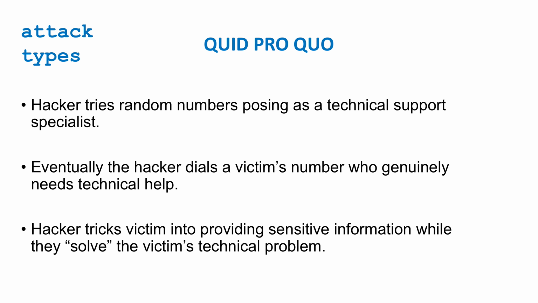In a quid pro quo attack, the hacker poses as a technical support representative and simply calls random phone numbers until they reach someone who genuinely needs technical help. Once engaged with the victim, the hacker then tricks the victim into providing sensitive information while quote-unquote fixing the technical problem. For example, the hacker may say something like, "All I need is your credit card number in order to reactivate your computer's software license."